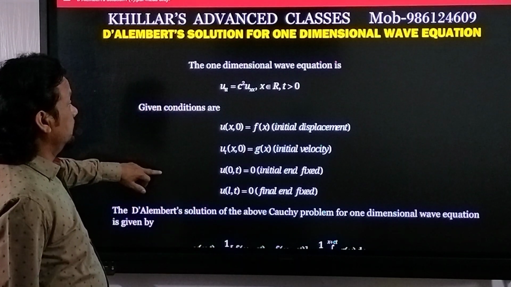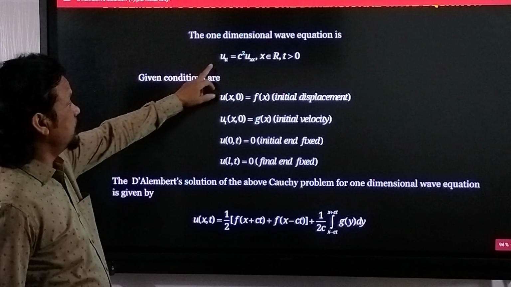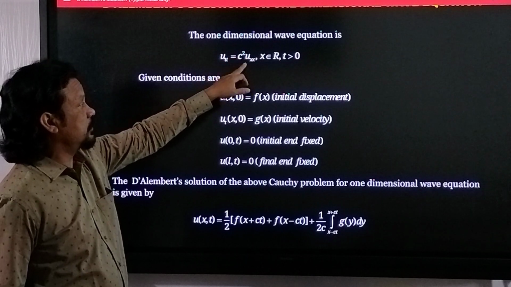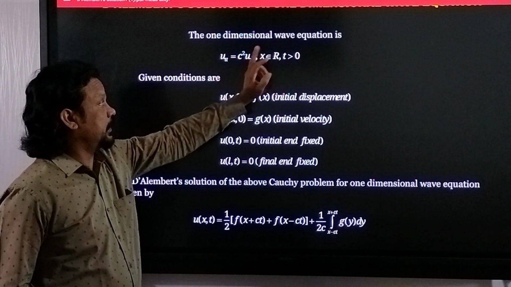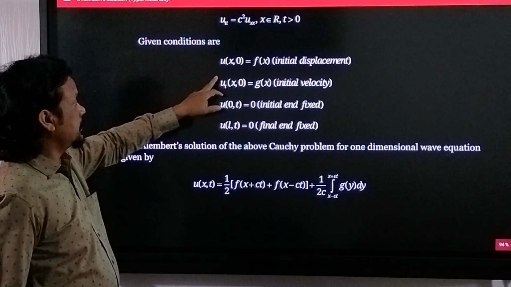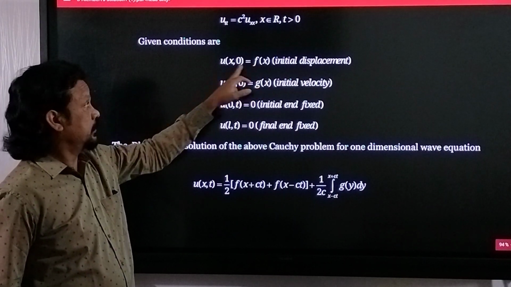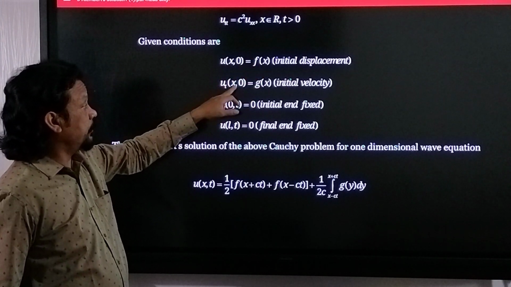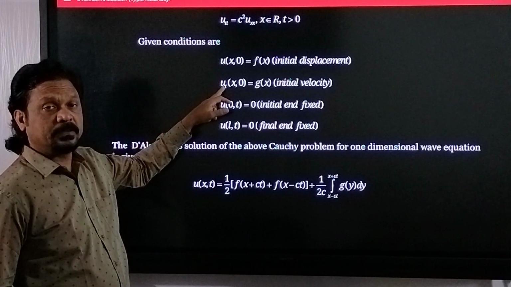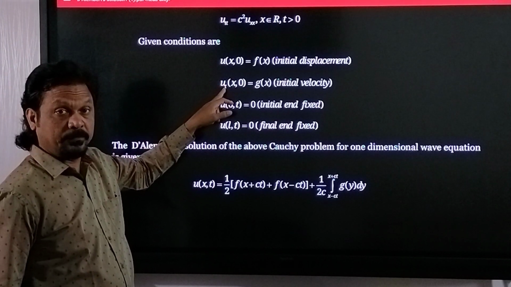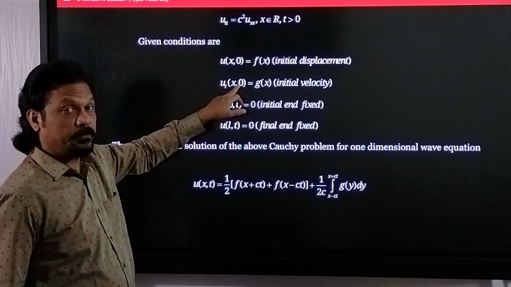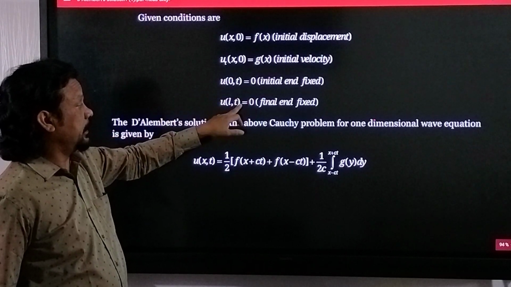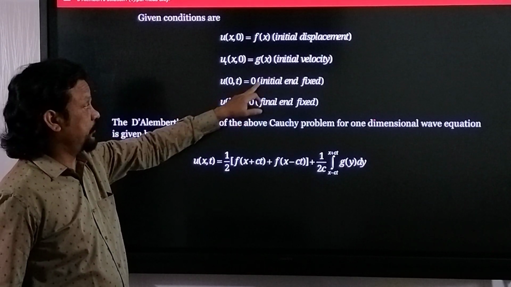So the solution of this wave equation u_tt equals c square into u_xx, that means del square u by del t square is equal to c square into del square u by del x square, where x is a real number and t is greater than 0. In this case, the initial displacement is f of x, that means u of x, 0 is equal to f of x. And u_t of x, 0, that means del u by del t, the derivative of u with respect to time, is the velocity. At time t equal to 0, the initial velocity is g of x. And both the end points are fixed.